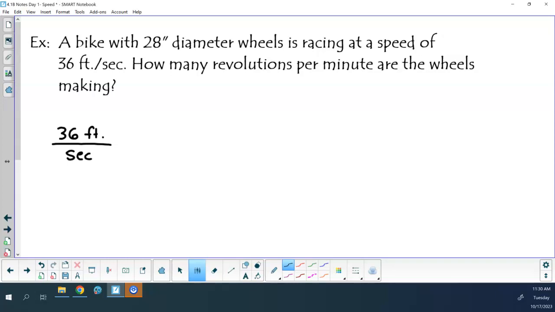Maddie, what do you want to go with? Time? You want to convert seconds into what would the conversion be? You sure about that? 60 seconds, because then my seconds cancel out, yes, over 1 minute. Okay? So now I'm in feet per minute. Next conversion.